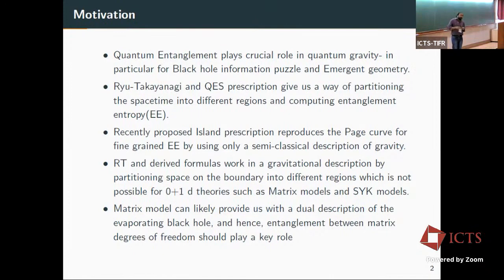But what happens when this boundary theory is some quantum mechanical theory, like the 0+1 dimensional matrix model or the SYK theory? Then you have no space to partition, and then these formulas would not really work. In that case, we need something else. Also, for matrix models which have known dual gravity descriptions, it would be important if we can understand how entanglement entropy will be calculated in these models.